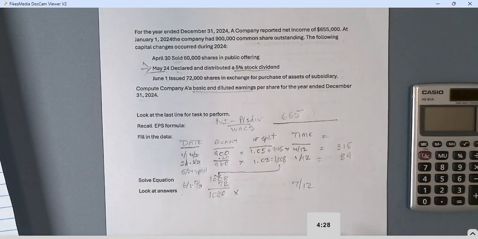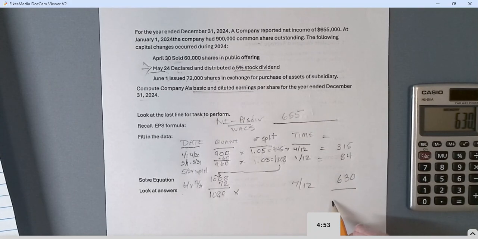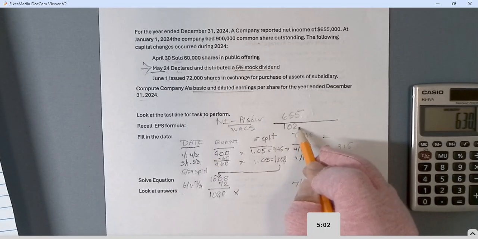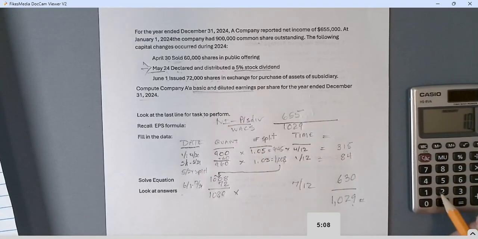Again, I'm truncating my numbers. So the last one, 1,080 times 7/12, and I get 630. Okay, for a total of 1,029. And that's my quantity. Remember, this is your denominator, so this is 1029. And I'm going to have 655 divided by 1029.